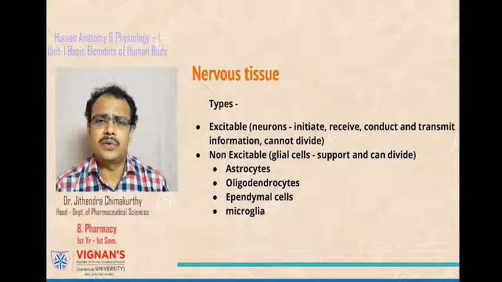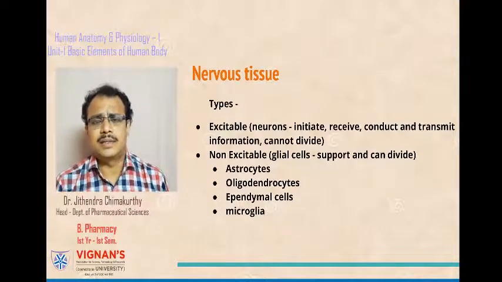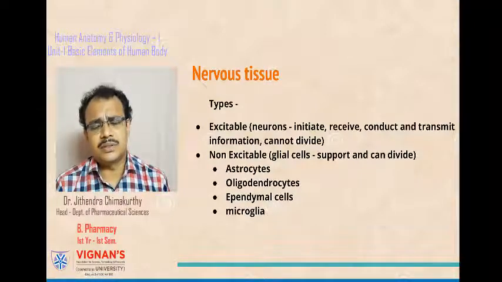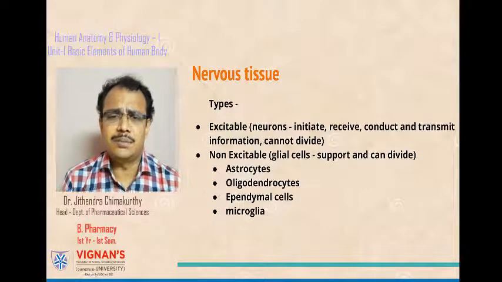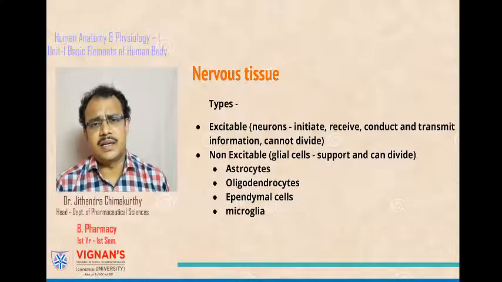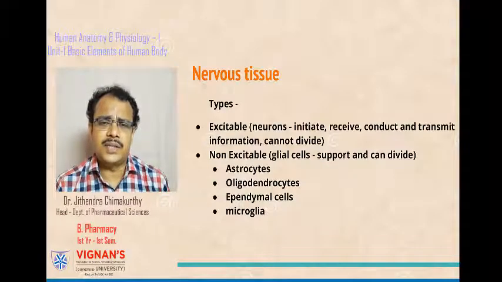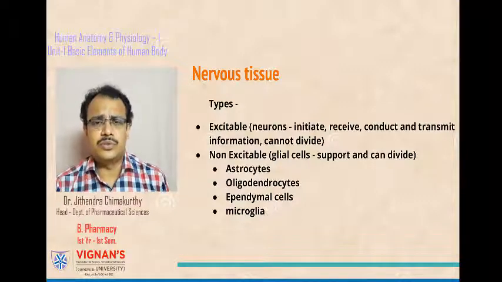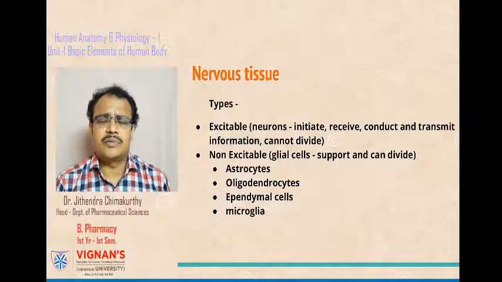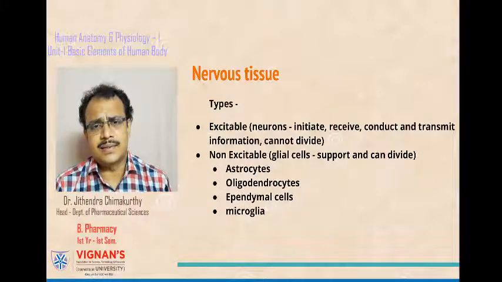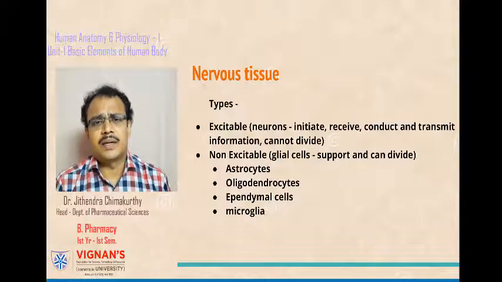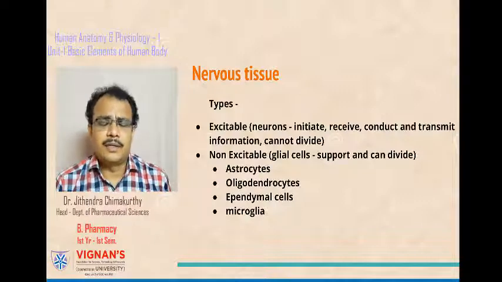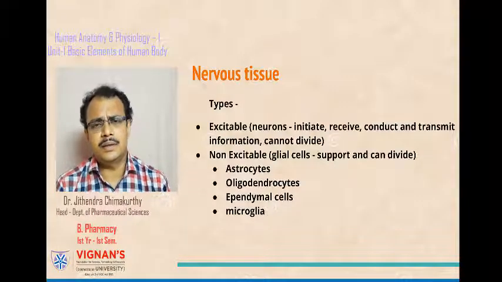Next we'll see neuroglial cells. Neuroglial cells are also called non-excitable cells because, unlike neurons, these do not transmit or generate any impulse. Hence, these are called non-excitable cells. And these are generally the supporting tissues of the nervous system. There are 4 different types of neuroglial cells. They are astrocytes, oligodendrocytes, ependymal cells, and microglia. Let's see them in detail.